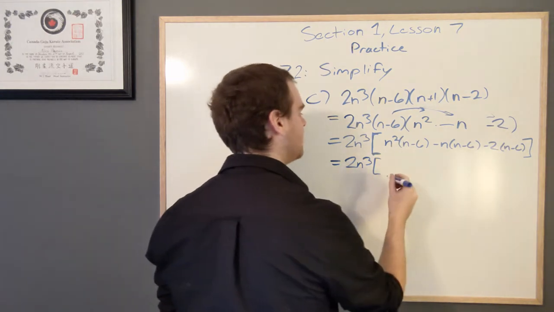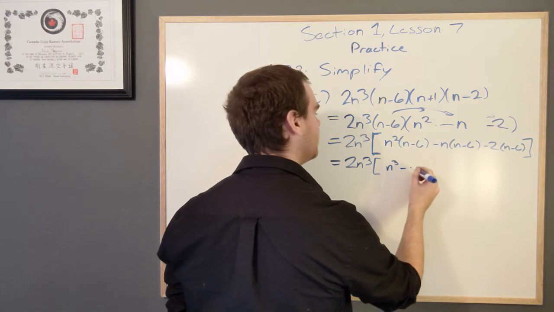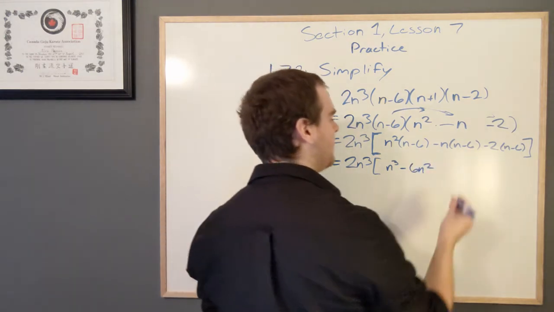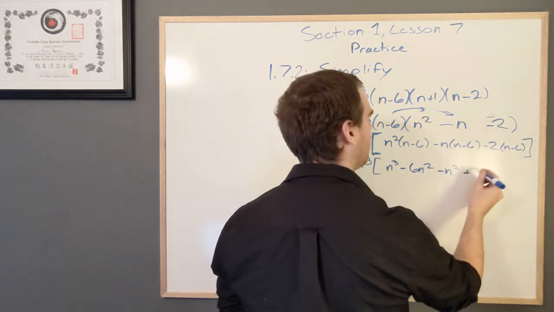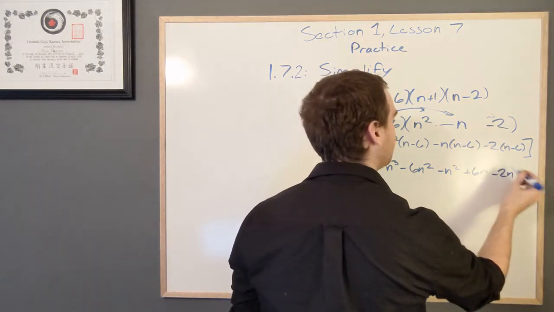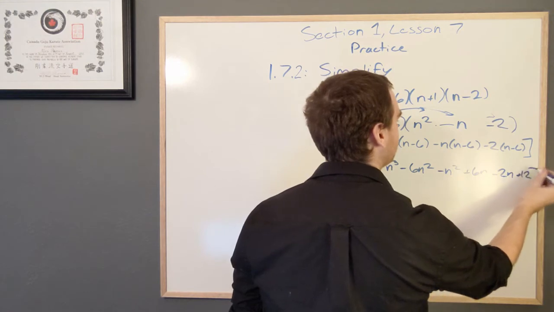So n squared times n gives us n cubed. n squared times negative 6 gives us negative 6n squared. Negative n times n gives us negative n squared. Negative n times negative 6 gives us positive 6n. Negative 2 times n gives us negative 2n. And negative 2 times negative 6 gives us positive 12.